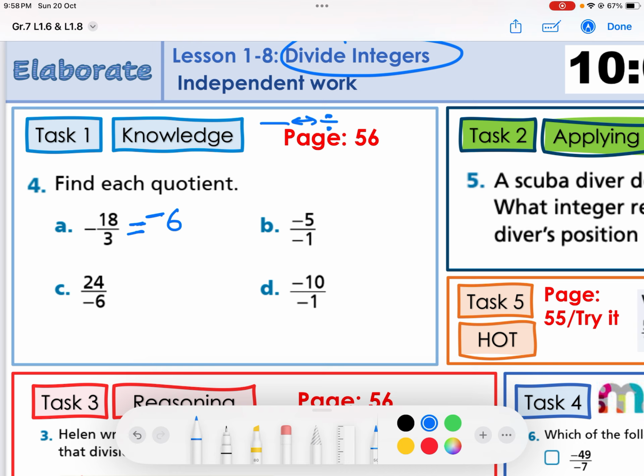Next, here I have two negatives. So 5 divided by 1, that's a 5. Negative and negative, they will turn into positive. Same sign, we are happy.